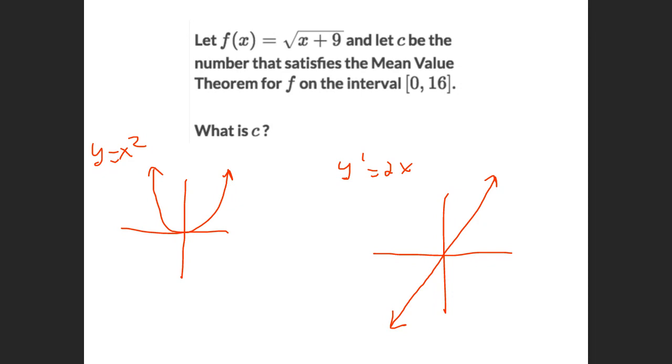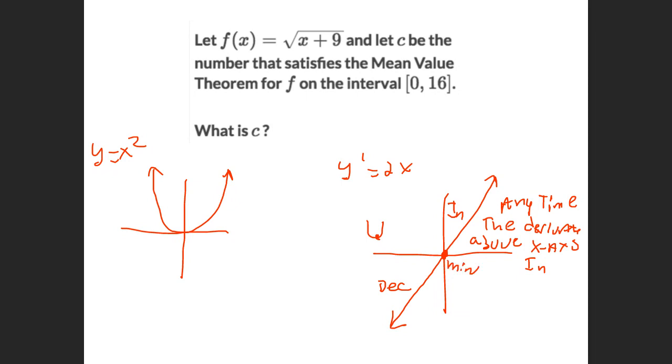Anytime the derivative graph is above the x-axis, the original function was increasing. Whenever it's below the x-axis, the original graph was decreasing. Where it crosses the x-axis, it is either a max or min. How do I know if it's a max or min? Well, this part is decreasing, then it increases. So if your function is decreasing, then increases, this has to be a minimum value.